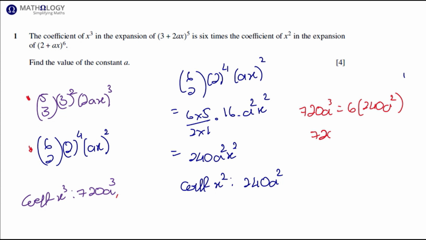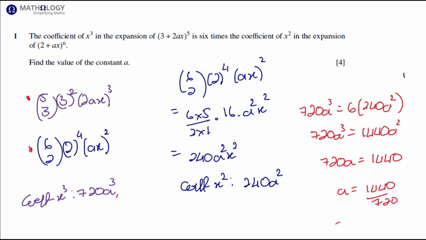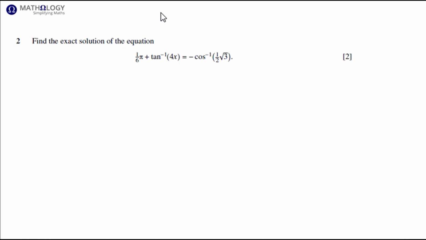So 720a cubed equals 1440a squared. We can divide both sides by a squared, which will give us 720a equals 1440, and therefore a equals 1440 over 720. So a equals 2. Okay, question 2.